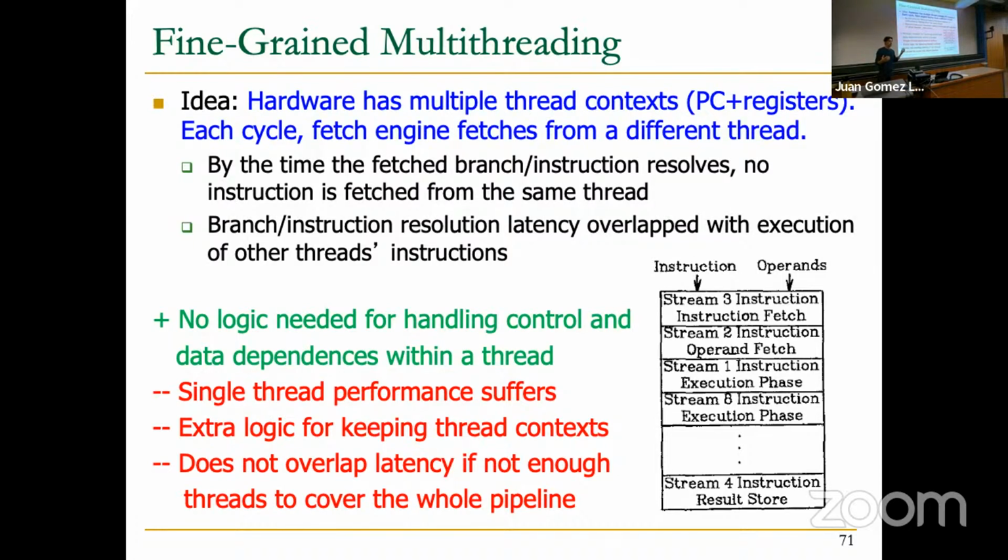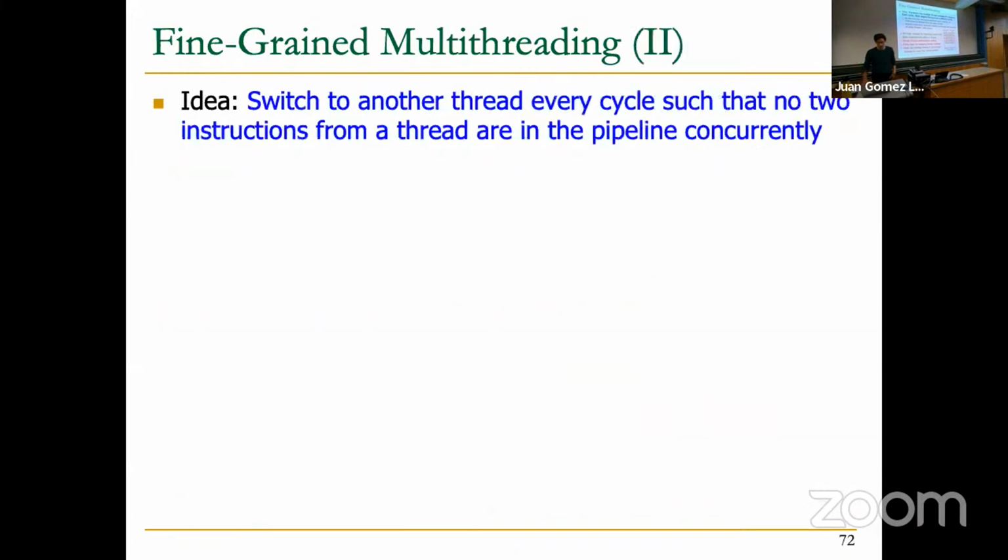Thread 0 doesn't need to wait for thread 1 to bring some data from memory, right? So that's the key idea in fine-grained multithreading. Every single cycle, you start executing a new instruction in the pipeline, but this instruction comes from a different thread. This means that this instruction can start executing regardless of the outcome of the previously scheduled instructions, right? Because they belong to different threads or even different programs.